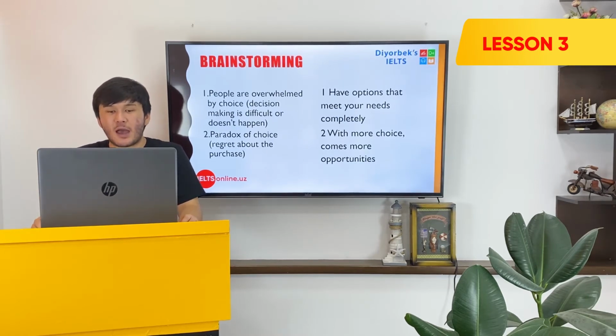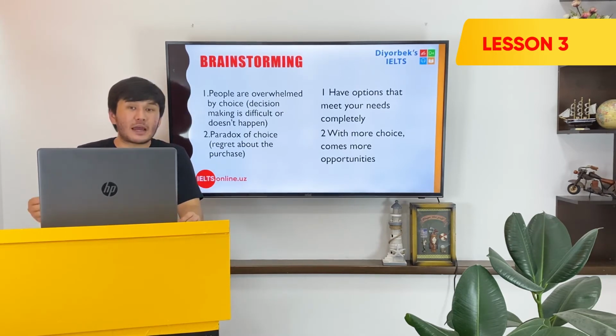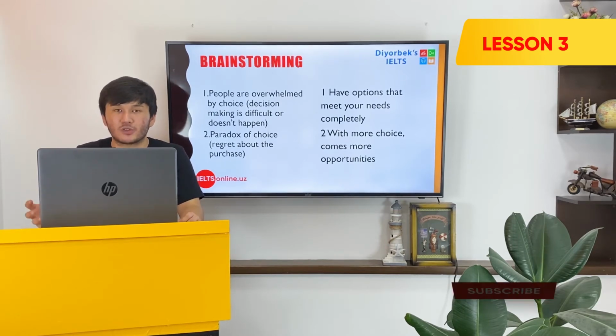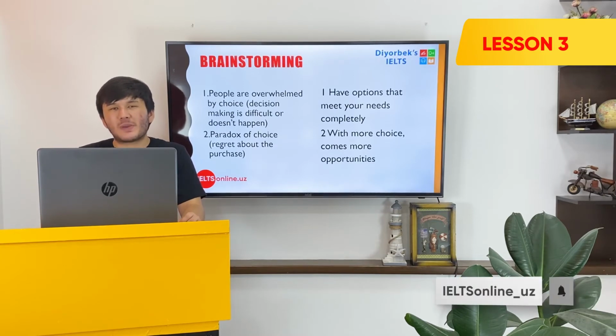So I could have completely disagreed or agreed, but I also have these ideas. Having a lot of options means that you can choose products and things that meet your needs 100% completely. Or with more choice, you will have more opportunities. So as you can see, for both sides, I have really good ideas. I cannot really say that I either 100% agree or 100% disagree. When this happens, you can actually have a balanced approach. But you need to be really careful when you're stating your position.